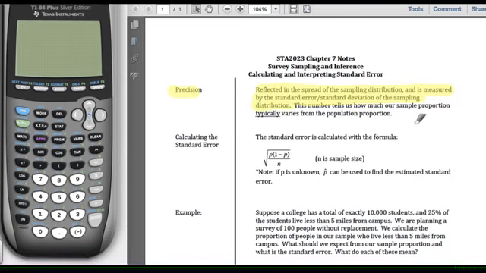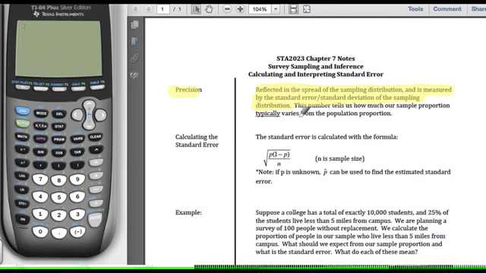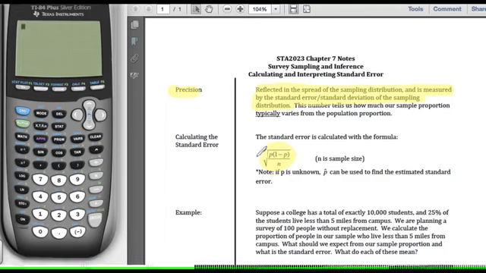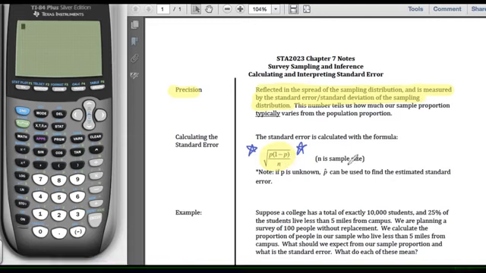This tells us how much our sample proportion typically varies from the population proportion. We know our samples won't always match the results of the population, so we need a number to see how far off we may be. We're going to calculate the standard error with this formula. And this is something you definitely need to know for this class. The standard error is the square root of P, which is the population proportion, times 1 minus P, in parentheses, that same P is out front, all over N, where N is the sample size.